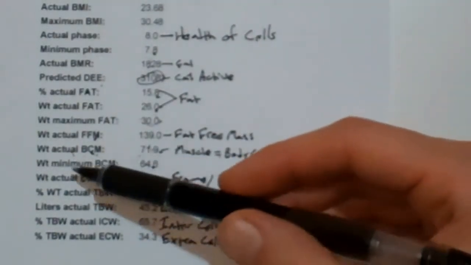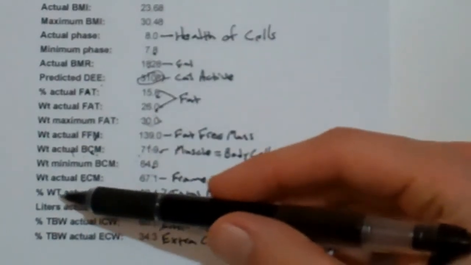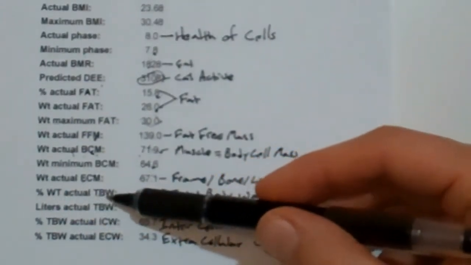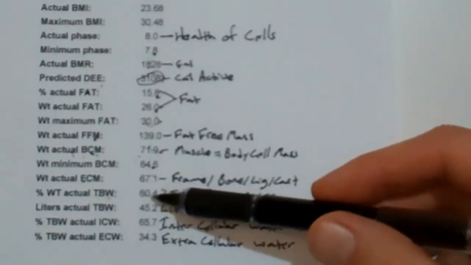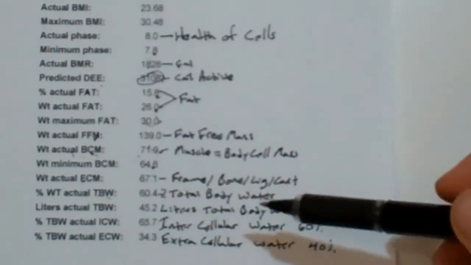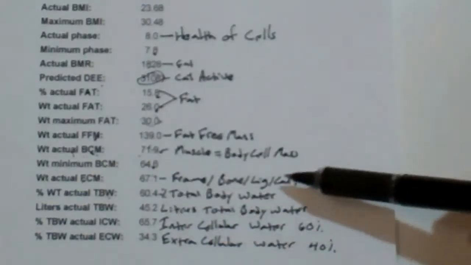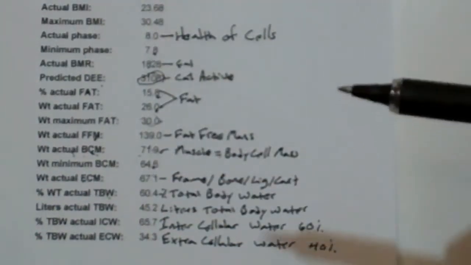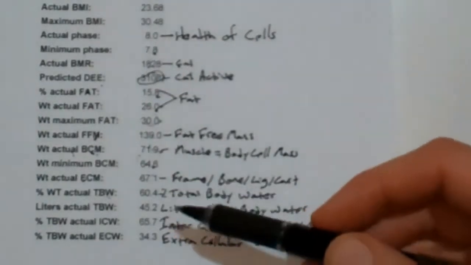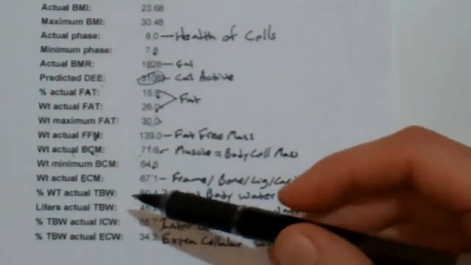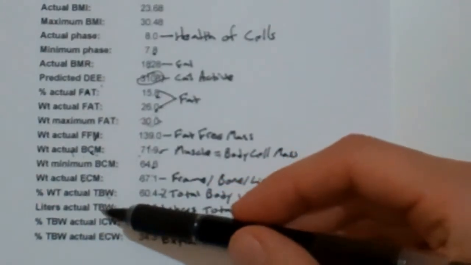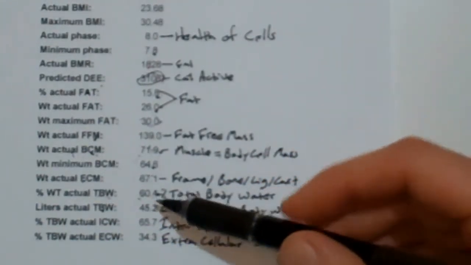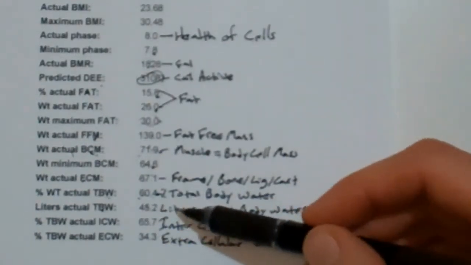Next thing we want to look at is percent weight total body water, TBW, total body water. He's 60.4% total body water. That's a really fairly good percent. We can tell how hydrated you are, etc. What I look at again then is this liters actual total body water. So 60.4% total body water equates to about 45.2 liters.